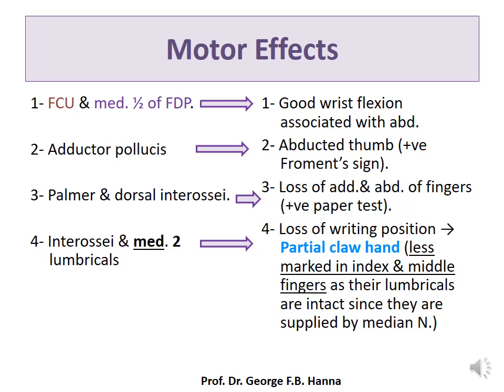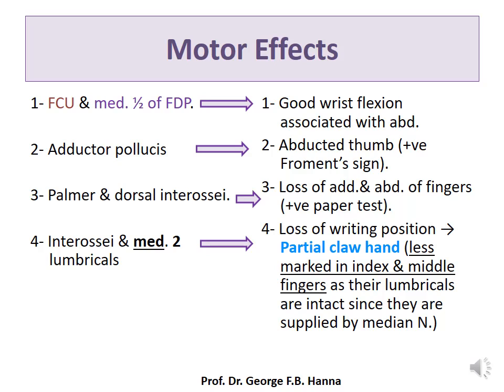Number 4, interossei, whether palmar or dorsal, and the medial 2 lumbricals are affected. Medial 2 lumbricals, which are acting on the little finger as well as the ring finger. There will be loss of writing position. What is writing position? Flexion of the metacarpophalangeal joints and extension of the interphalangeal joints. So if you do the opposite of the writing position, now the fingers will be extended in the metacarpophalangeal joints and flexed in the interphalangeal joints.